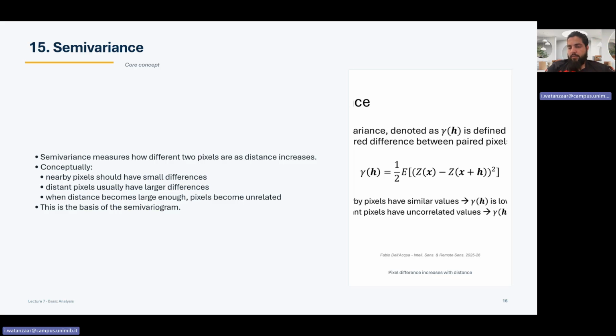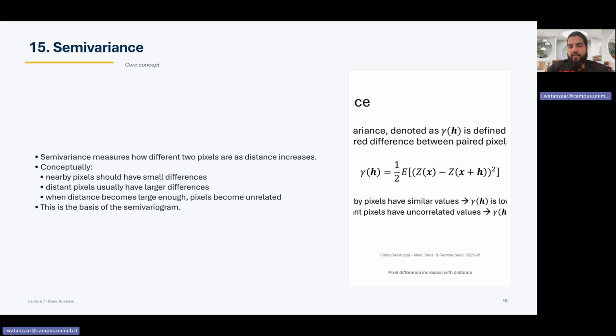So as the distance is increasing, definitely that is your direction also. So semivariance measures how different pairs of pixels are as the distance increases. Conceptually, nearby pixels should have a small difference. So if, let's suppose, in a forest we take two pixel values randomly from a single image, they should have a small difference, or semivariance, but distant pixels usually have a larger difference. Why?